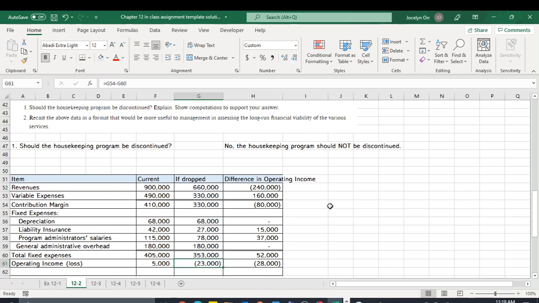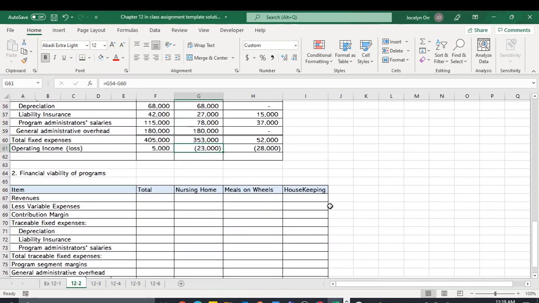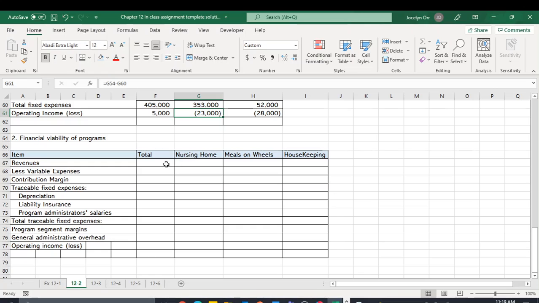So part 2 says to recast the data in a format that would be more useful to management in assessing the long-run financial viability of the various services. So to do this, we're going to include the incremental analysis for our home nursing, our Meals on Wheels, and our housekeeping. So a lot of this is copying data from the table up above. So rather than scrolling back and forth, I'm just going to type in those amounts.